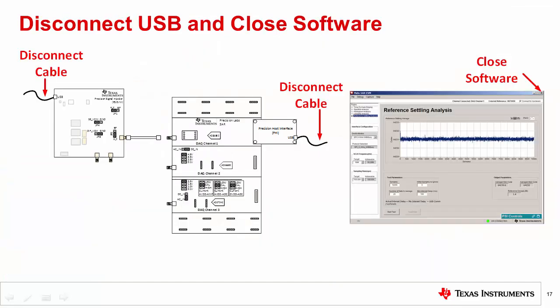Now we are going to switch to another channel. To do this, we need to disconnect power to both the PSI and the PHY board by disconnecting the USB cable. Also, close the software. You can do this by clicking the X in the corner.